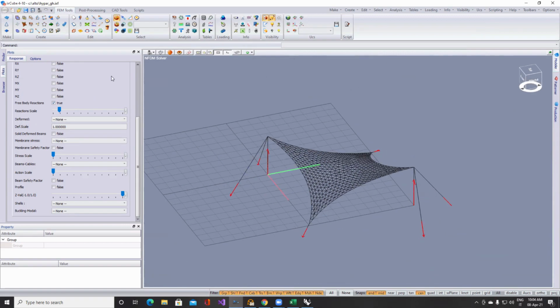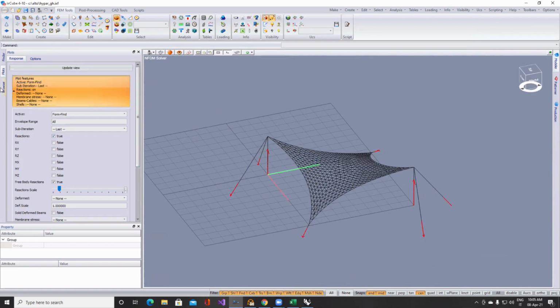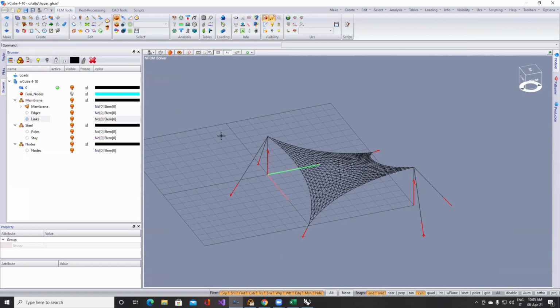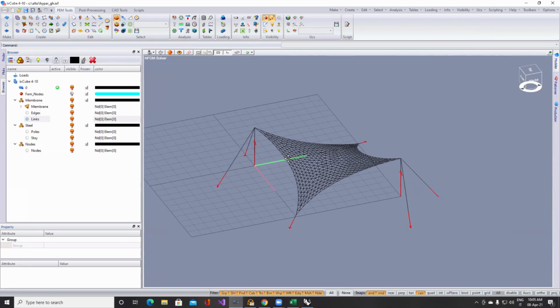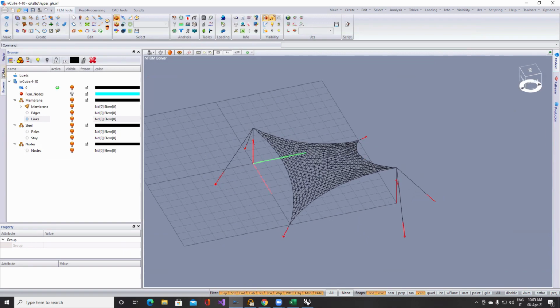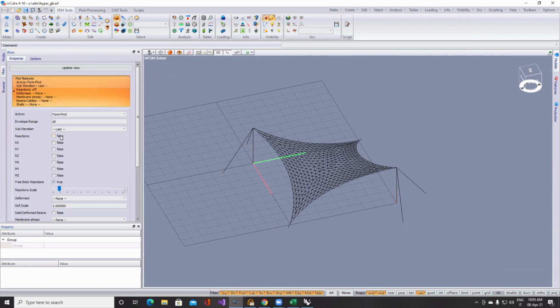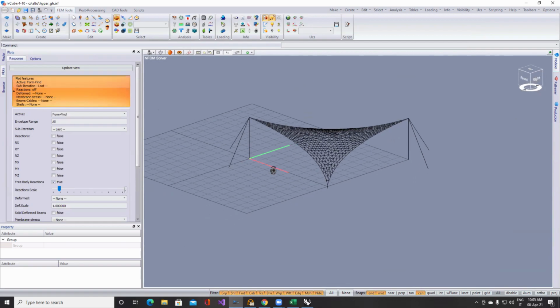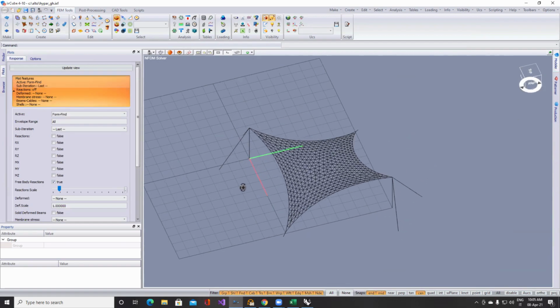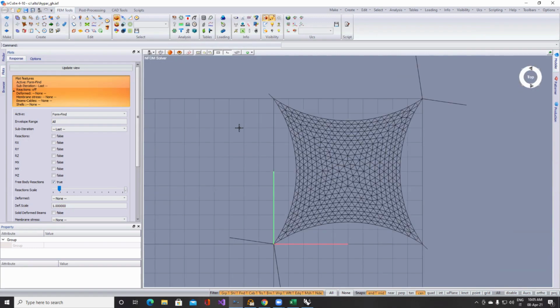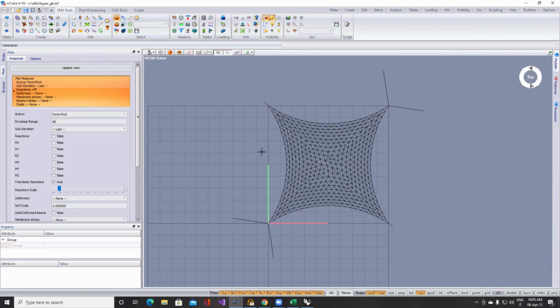So we are ready to go to the next step. The next step is to run the analysis over this membrane. How do we do this?